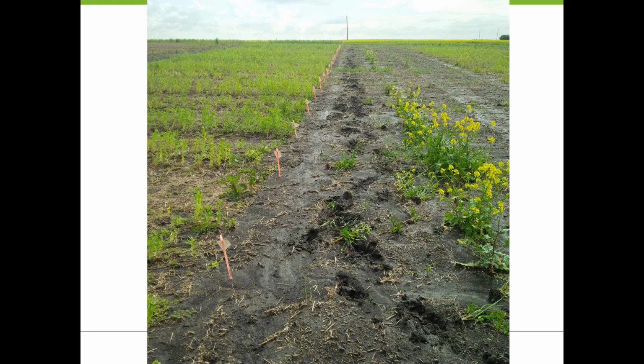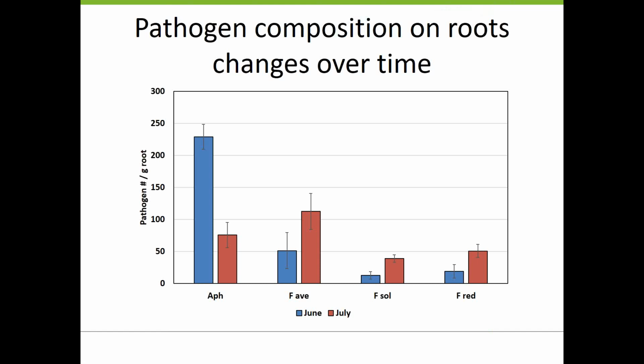And the other thing that we started doing in 2018, and this is looking at the interactions between Aphanomyces and Fusarium, is we did start to track how the pathogen composition is changing on the roots over time. So we went in and collected samples in mid-June, and then we went and collected samples again in early July during the flowering period. And what we can see here, we have Aphanomyces and then 3 different Fusarium species. You can see that when we test in June, we have very high Aphanomyces levels on those roots, and then that really drops off by July, and that's because that's when Fusarium starts to move in.